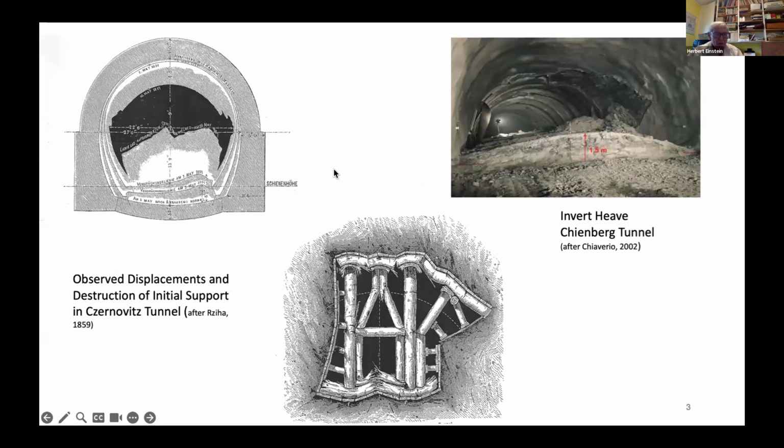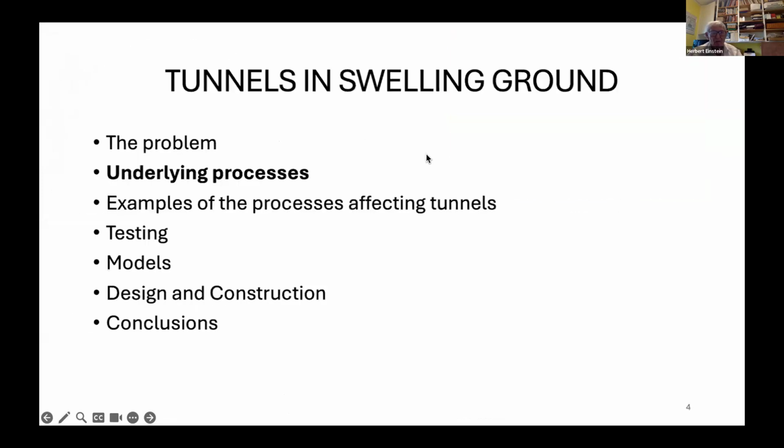Swelling ground in tunnels has been a problem for quite a while. These two pictures are from a book by Zia, and they show a tunnel in the Carpathian Mountains, which is now Ukraine. At that time when he wrote this, it was the Hungarian-Austrian Empire. So this is about 170 years old, and this is about 20 years old. So we have this problem. This is railroad tunnels, this is highway tunnels.